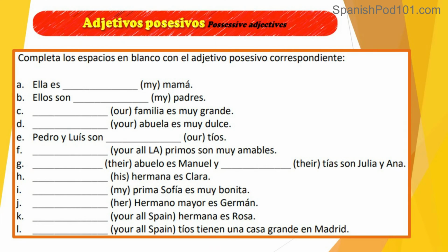Muy bien, es hora de practicar. Vamos a hacer algunos ejercicios. Now it's time to practice. Let's do some exercises. Completa los espacios en blanco con el adjetivo posesivo correspondiente. So now you have to fill in the blanks with the corresponding possessive adjective.